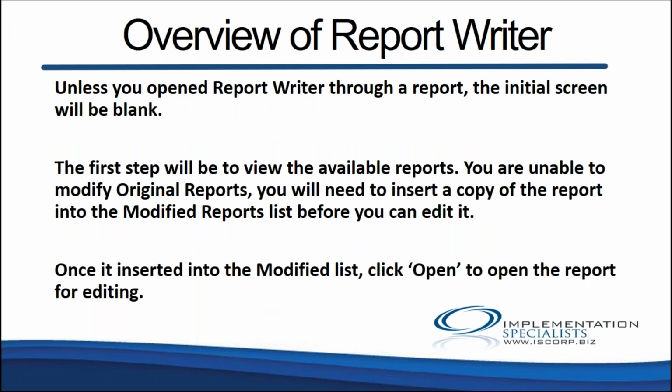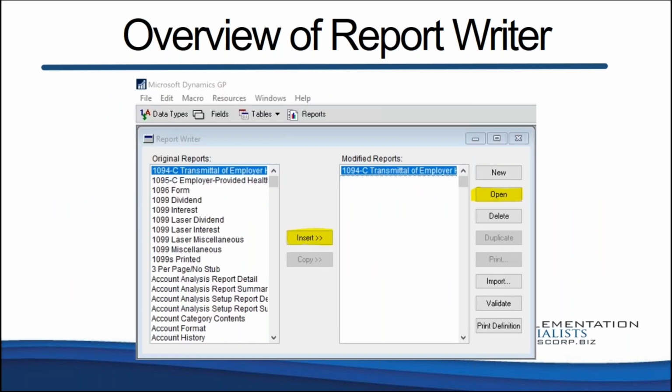If you open Report Writer, unless you do it through the report, the initial screen will be blank. The first thing you'll need to do is view the available reports. You cannot modify original reports, so you'll need to insert a copy into the modified forms list before you can edit it. Once inserted, click into the modified list, and then you click Open. And that's kind of what it'll look like here.